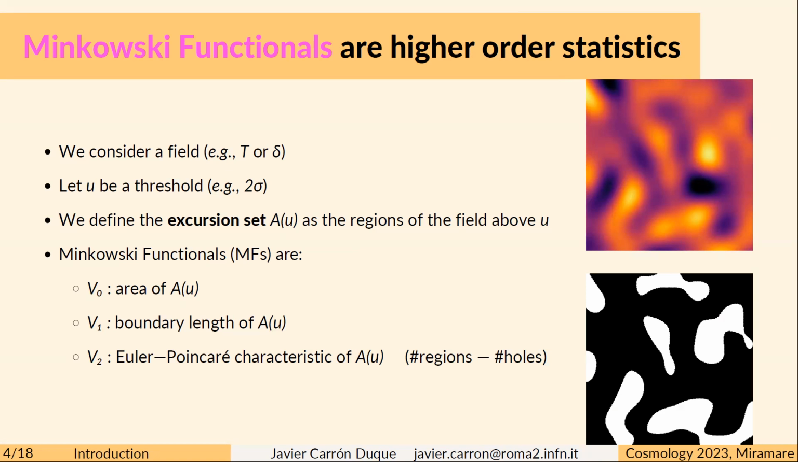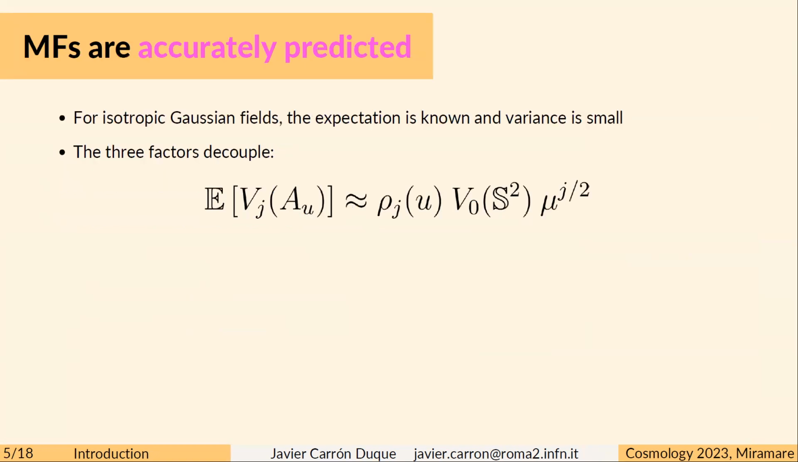Okay, so you may say, yeah, I can compute this on my field, but what is this telling me about Gaussianity? The thing is that Minkowski functionals are very accurately predicted for isotropic Gaussian fields. This means that the expectation value is known, and the variance is also known, and it's very small. I'm not going to get into why this is the case. We can discuss later if you're interested.